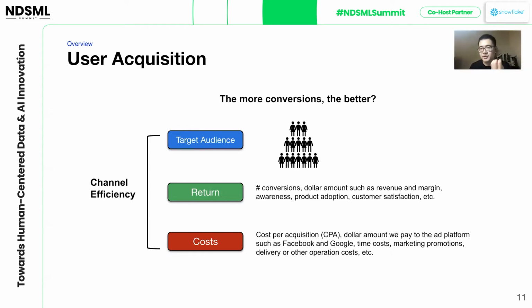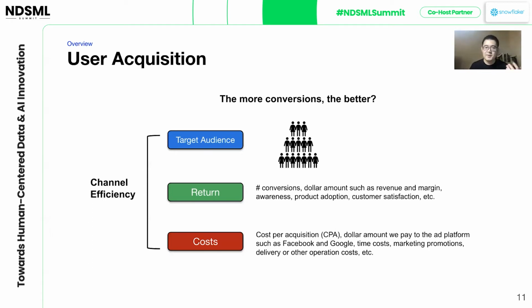We care about return. Here, return means number of conversions, dollar values, awareness, product adoption, customer satisfaction. We have so many metrics that can measure return. And also we have costs. Like I mentioned, cost per acquisition, the dollar value we pay to Facebook, the time costs, marketing promotions, and delivery, because we are doing online styling services, we deliver our clothes to our users, and also many other operation costs.